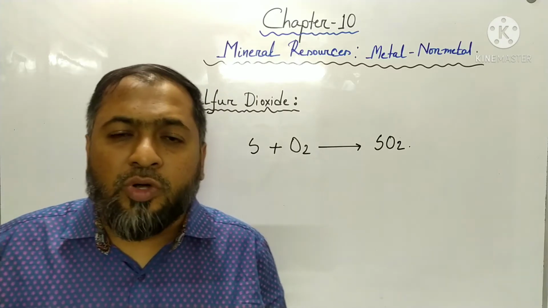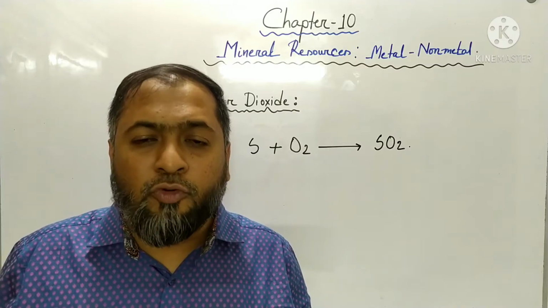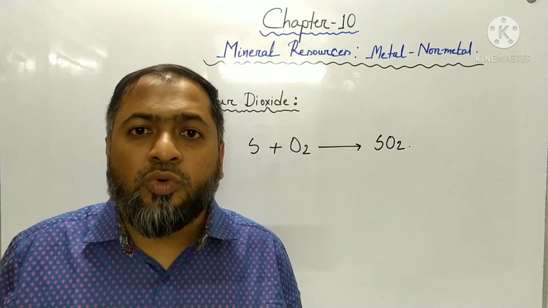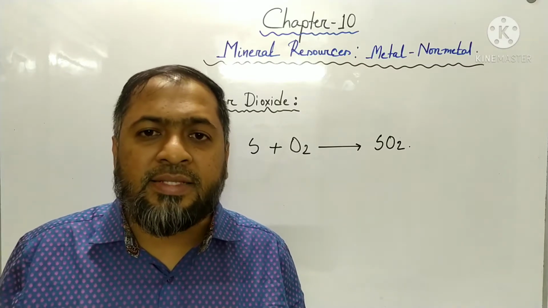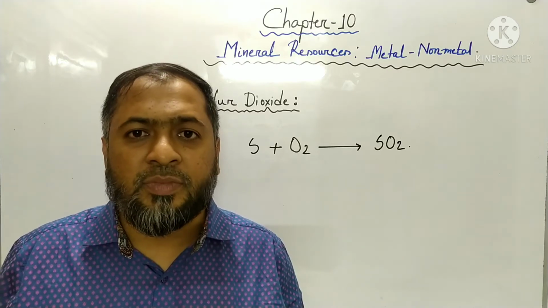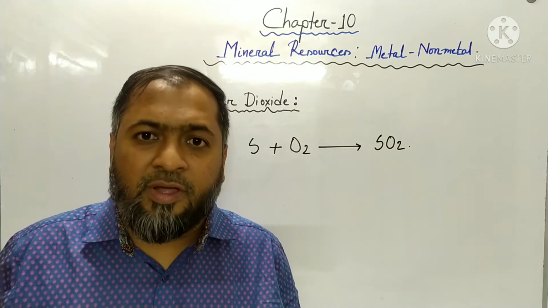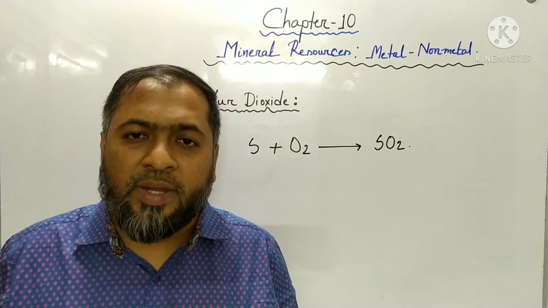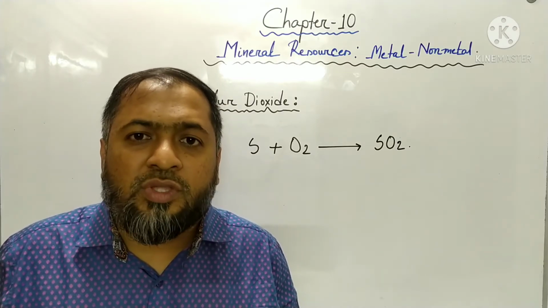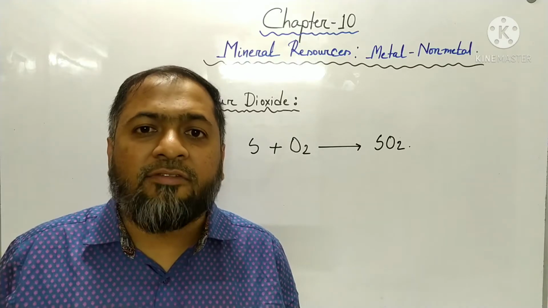Sulfur dioxide is produced due to the burning of coal and petroleum, which contain sulfur as an impure substance. So when we burn coal or petroleum, the sulfur which remains inside the coal or petroleum comes in contact with oxygen and produces sulfur dioxide.